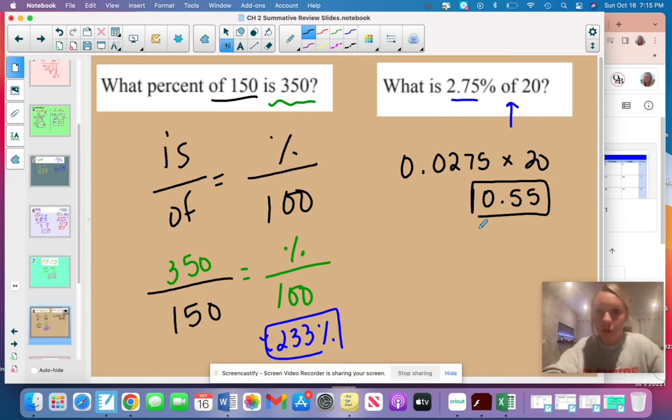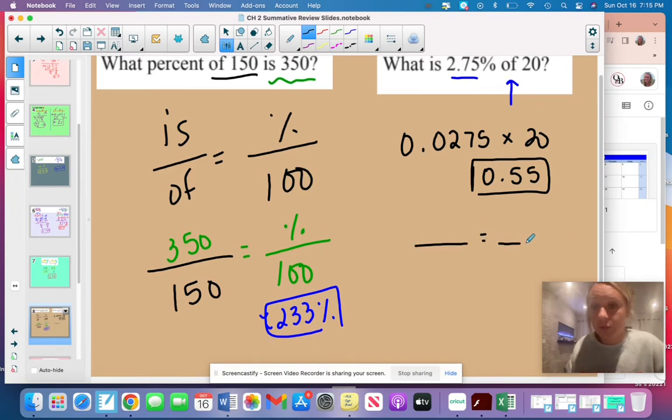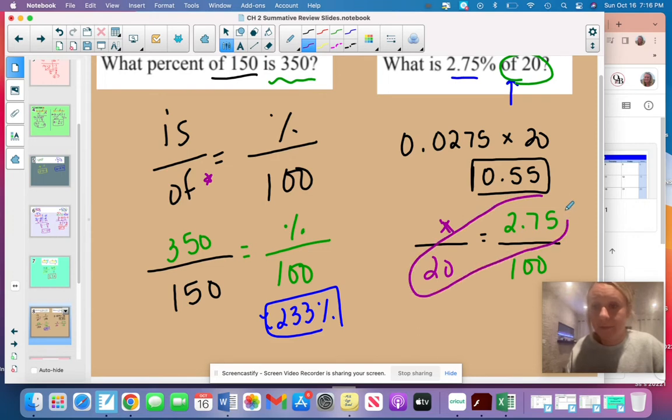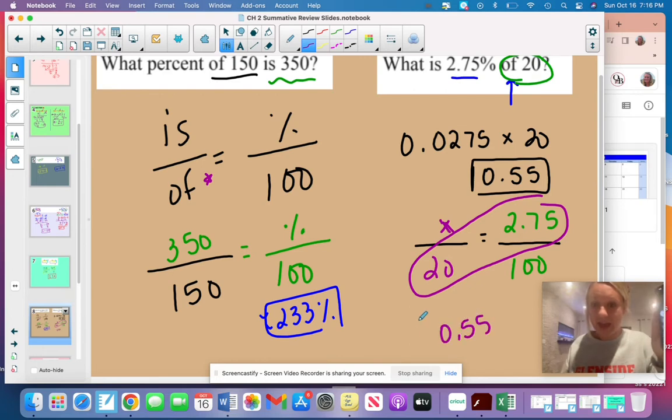Or if you're not sure, you can go back to this is over of equals percent over 100. So let's just do that and prove that we're right. It says 2.75%, so I already know what the percent is, 2.75 over 100. When it says of 20, I know that of goes in our denominator and we don't know what x is. So I'd cross multiply. I'll do 20 times 2.75, which gives me 55, divided by 100 gives me 0.55. And now you've just earned 100 cool points because you proved it both ways.